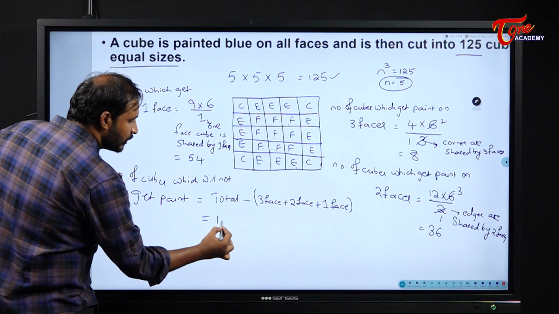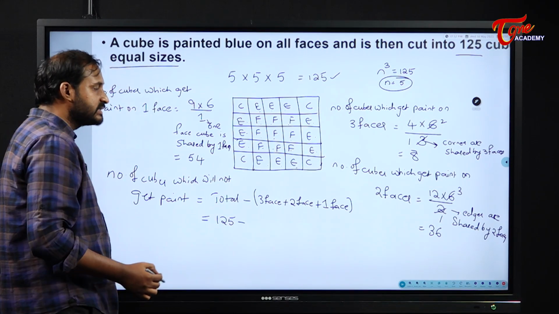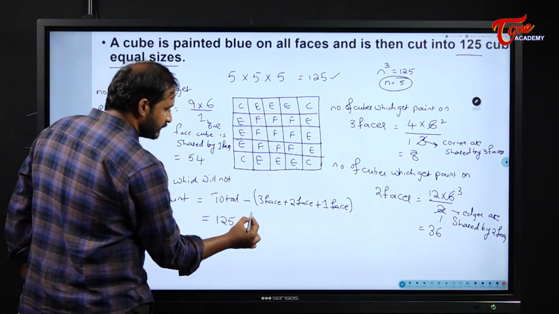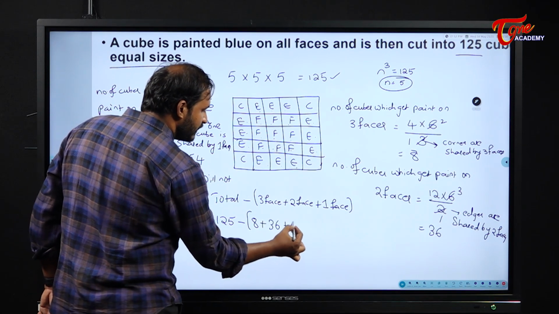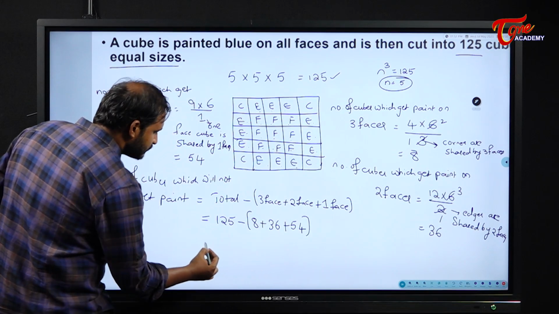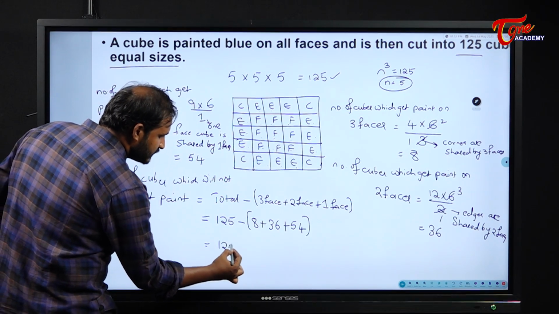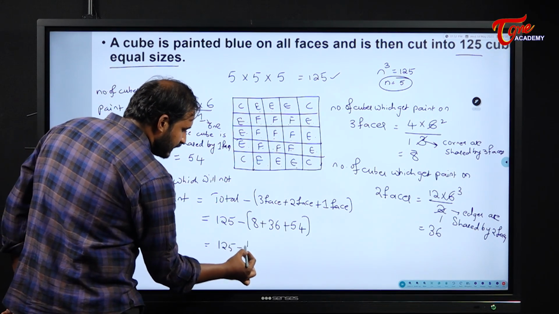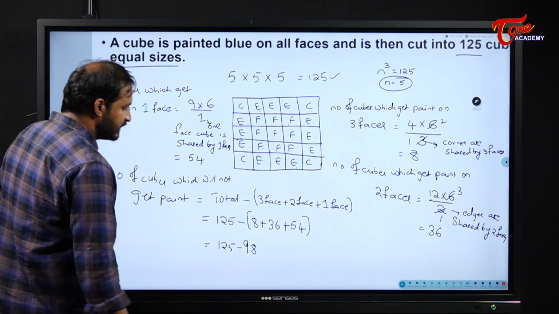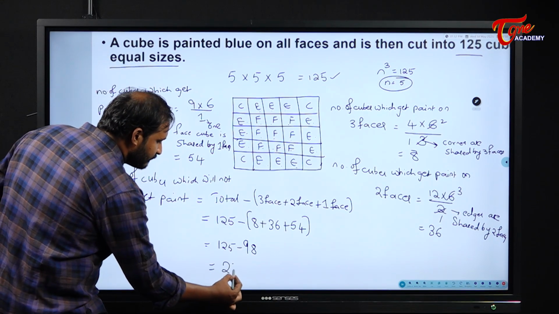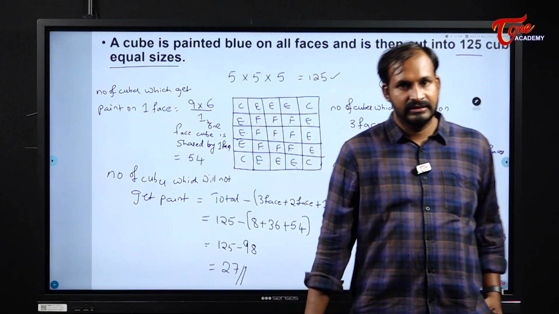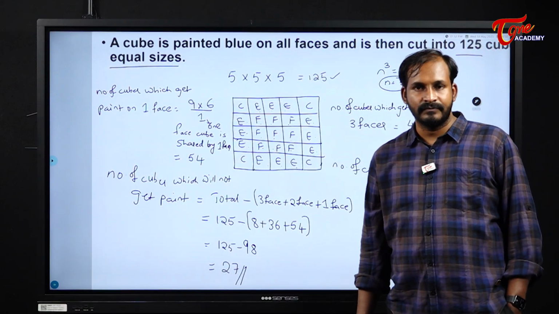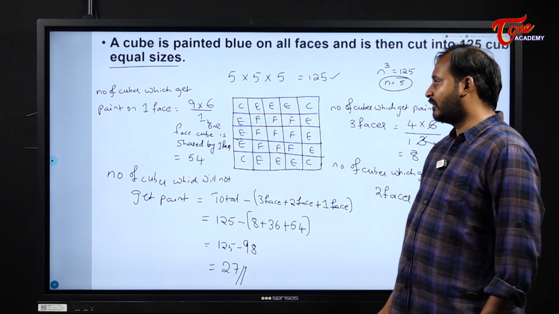So the total number of small cubes is 125. Minus 3 faces paint: 8. Plus 2 faces paint: 36. And 1 face paint: 54. So what do you get here? 125 minus 98. That means 27. That means there will be 27 cubes which will not get paint on any face, not even one face.